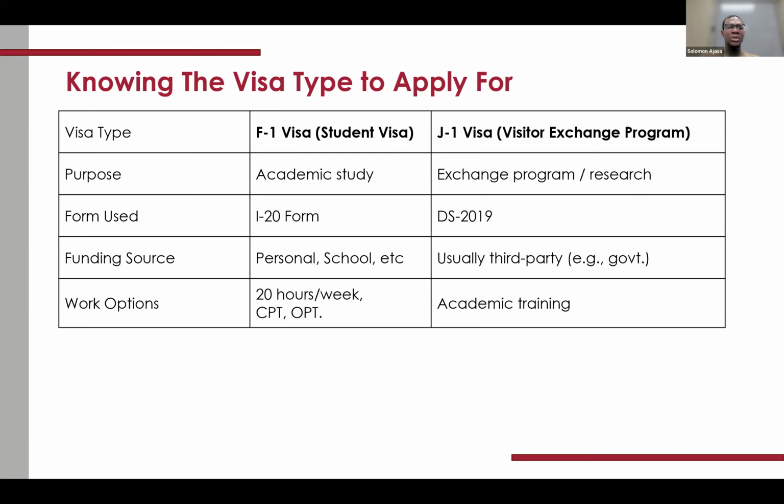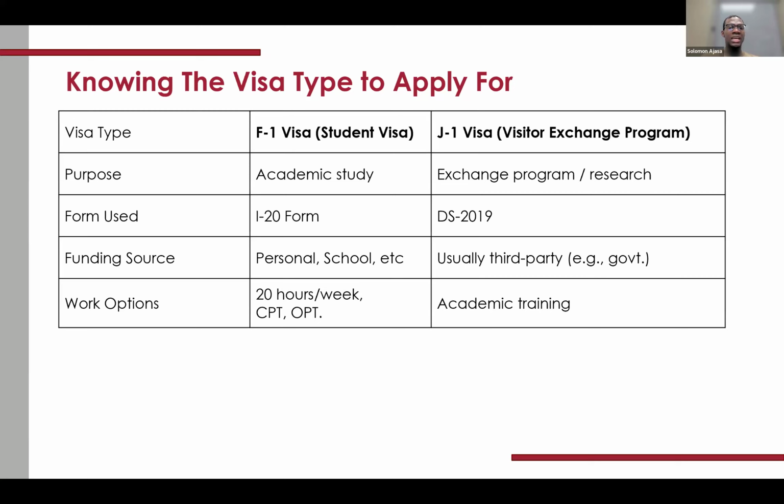After you've gotten your I-20, another thing is the work option. For an F1 student visa, you can only work 20 hours a week. For someone like me who is a graduate teaching assistant, it means that my assistantship only allows me to work on campus for 20 hours a week. I cannot work outside of the university. I cannot do anything else except fulfilling my academic purpose.